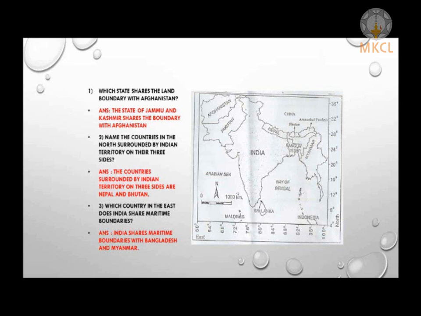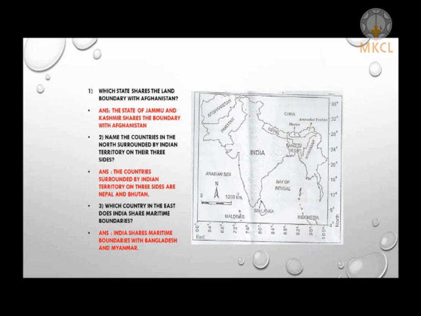Next, which country in the east does India share maritime boundaries? So here India shares maritime boundaries with Bangladesh and Myanmar. Sometimes children do not see again that direction given as east. They feel maritime boundaries, no? Yes. Then they write all.